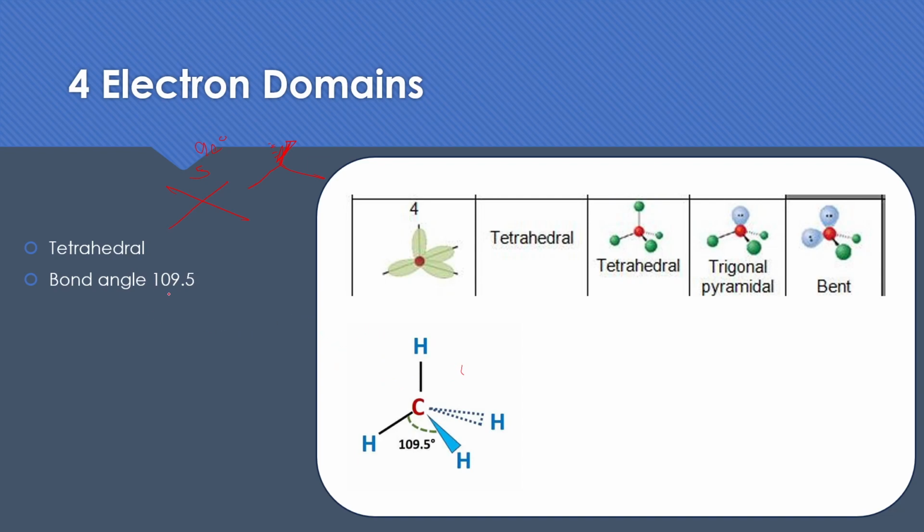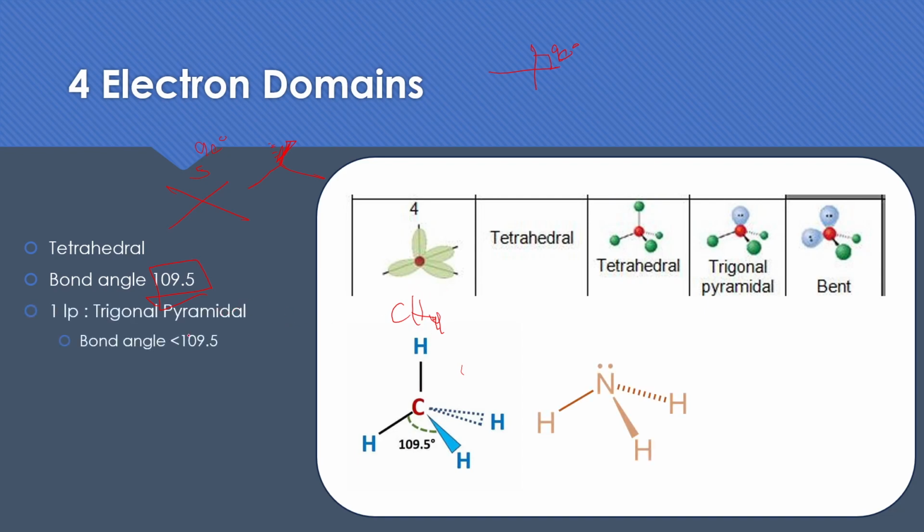Okay, the bond angle is 109.5. If it was just a flat X, then all the bond angles would be 90. That's not as far apart as we can get, so we go with 109.5. We slap on one, so methane, CH4, is an example of that. Methane would be an example of a tetrahedral molecule.